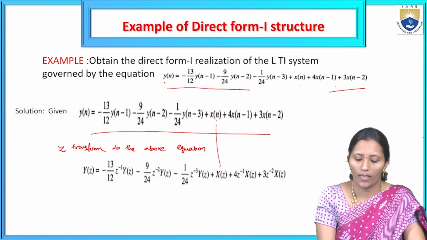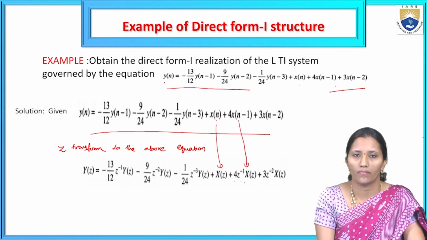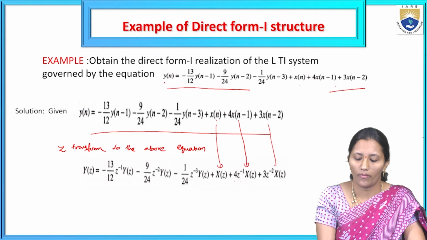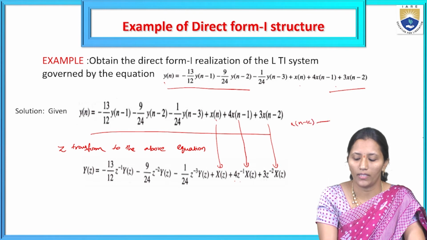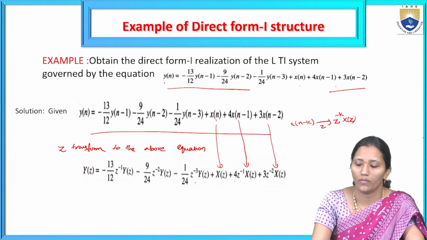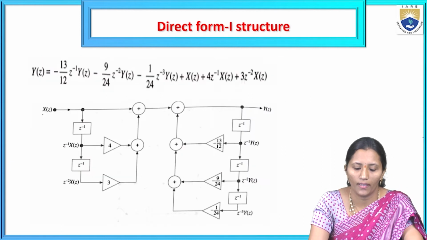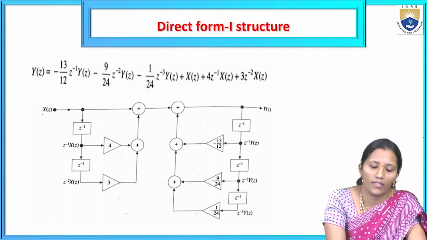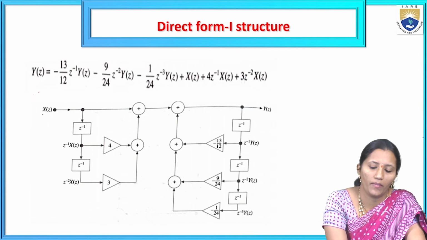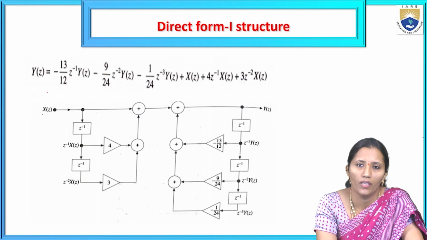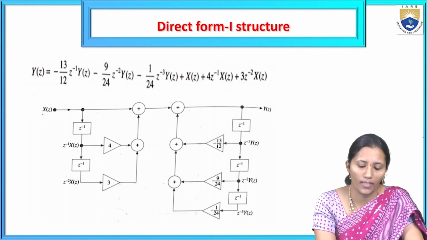X of n will become X of z and x of n minus 1 will become 4 into z power minus 1 X of z and x of n minus 2 becomes 3 into z power minus 2 X of z. Already we discussed this one. X of n minus k, if you apply Z transform, this will become z power minus k into X of z. Okay, substitute k values and we can write directly here. We have to take this equation and we have to represent that in terms of block diagram representation.